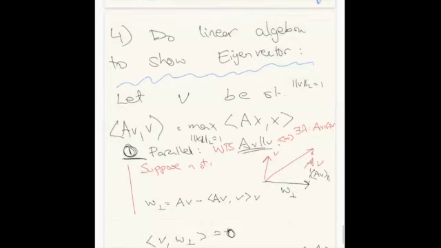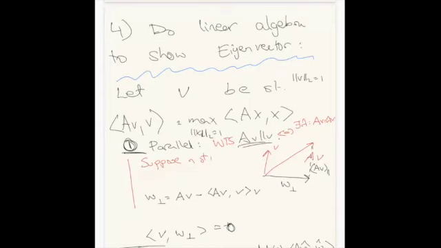Okay, suppose not. Let's argue by contradiction that it wasn't parallel. Well, then what you could do is you could take AB, which would point not in the same direction as V. So you can subtract the direction of V to find some part that is perpendicular. And this is what this W perp is. And by construction, this W perp will be perpendicular to V.